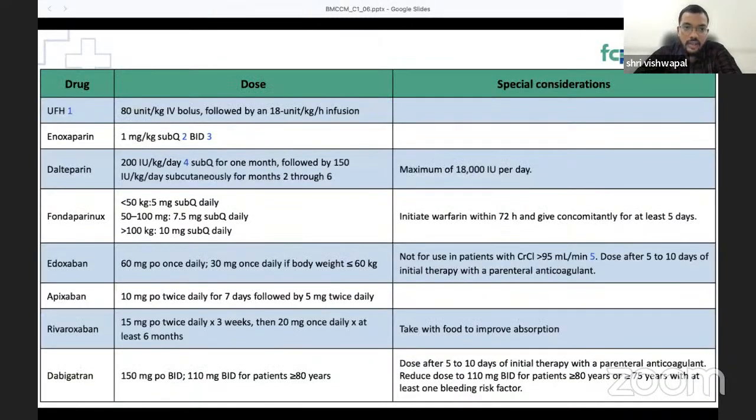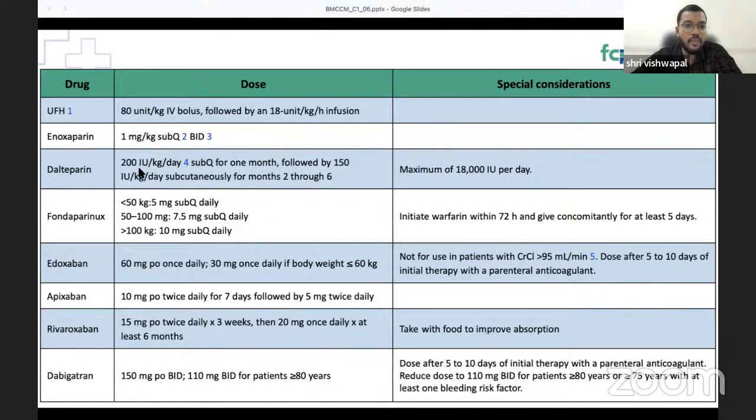Okay, the dosage forms of the anticoagulants have been mentioned over here. So unfractionated heparin, we could give it 80 units per kg IV bolus followed by 18 units per kg per hour infusion. For enoxaparin, as we discussed, 1 milligram per kg BD or 1.5 milligram per kg OD.